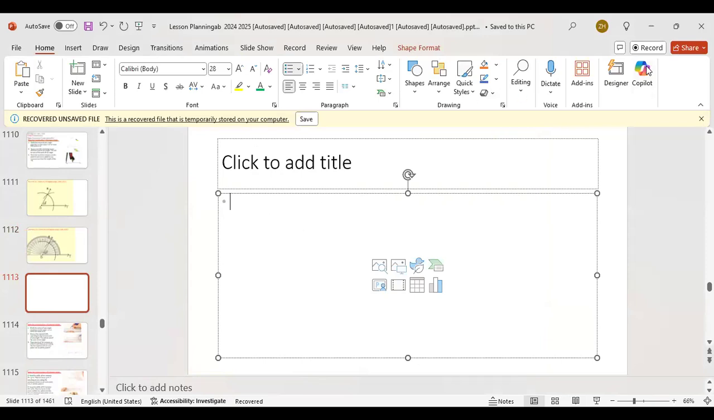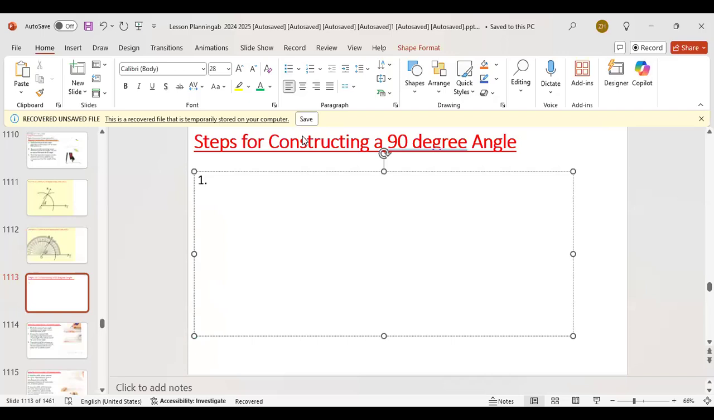Okay, so let's go ahead and write down that. Write this down for me, please. Steps for constructing 90 degrees. Okay, 90-degree angle. What's another word for 90-degree angle? We call that a what? Not triangle, we just call it a right angle. A right angle. Very good. Okay, it's called a right angle.